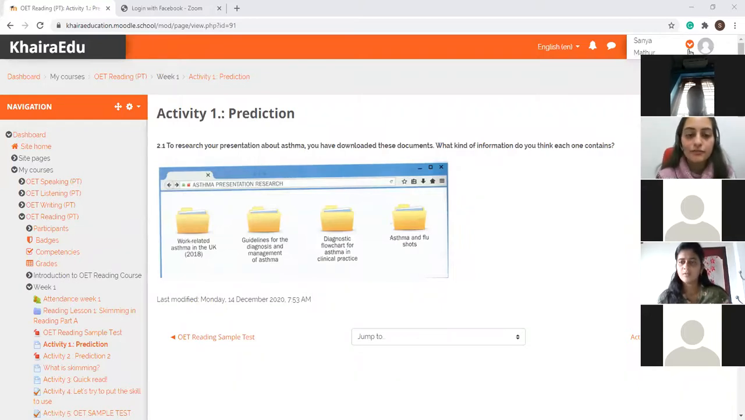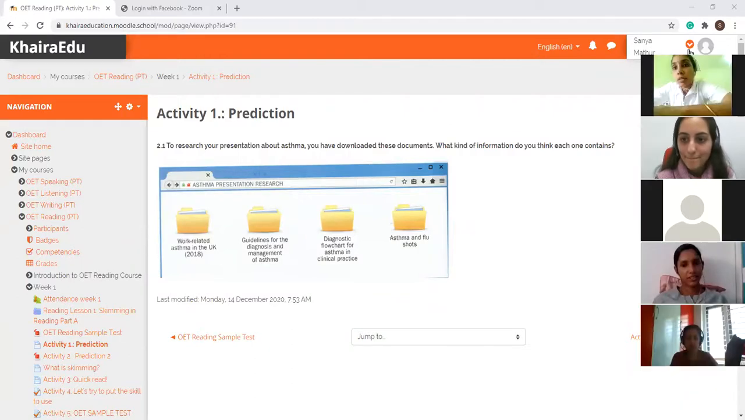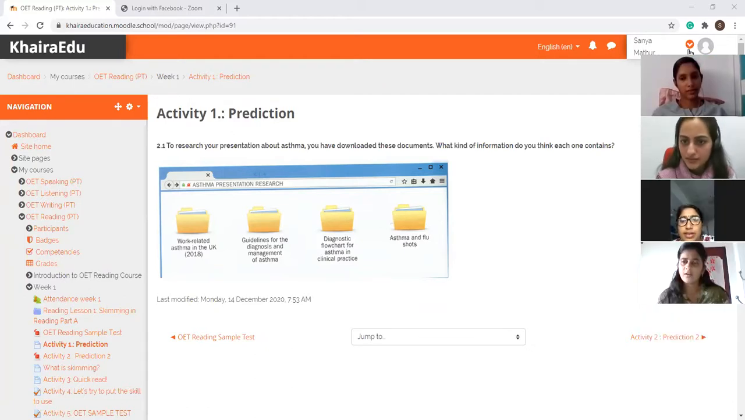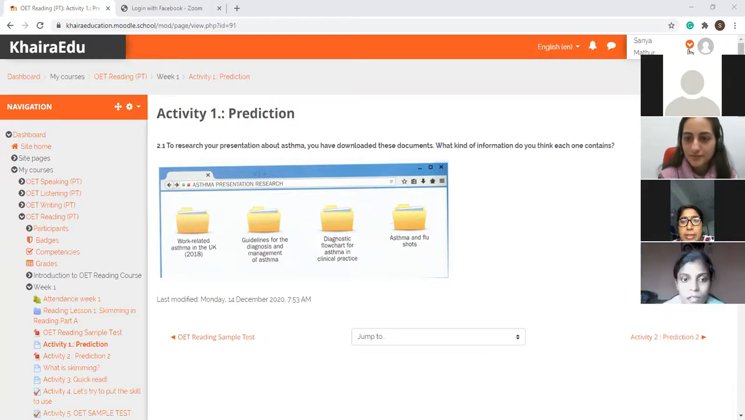Let's discuss the third folder, diagnostic flowchart for asthma in clinical practice. Flow chart. Diagnostic measures. Different methods. Yes. Diagnostic measures like sputum culture and other tests. Very good. Yes. Let's look at the last folder, asthma and flu shots.